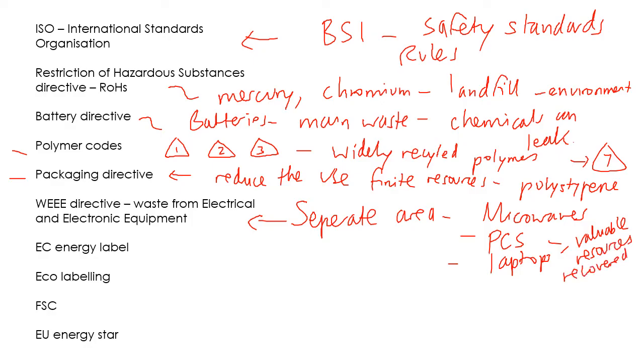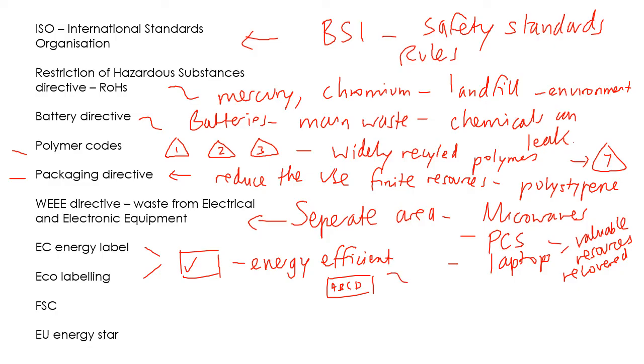Okay, the EC energy label and eco labeling, these are labels that tell you how energy efficient products are. So you might see them on things like your TV or your washing machine. It might give it a rating out of like A, B, C, D. You might want to have a look at that if you've not seen that before.